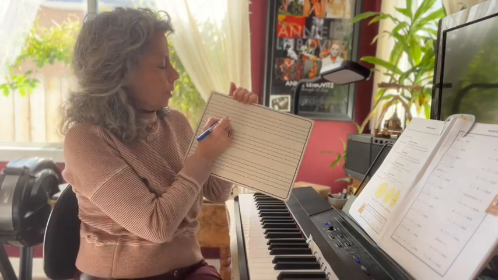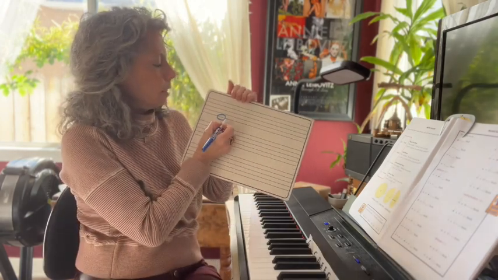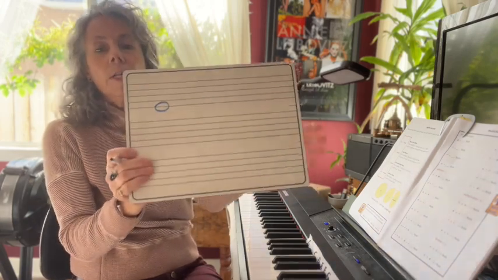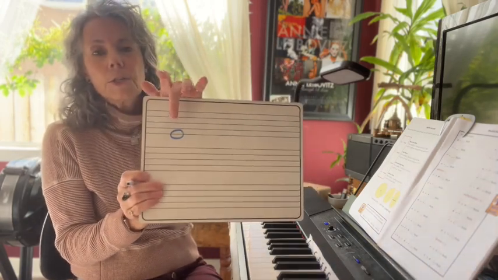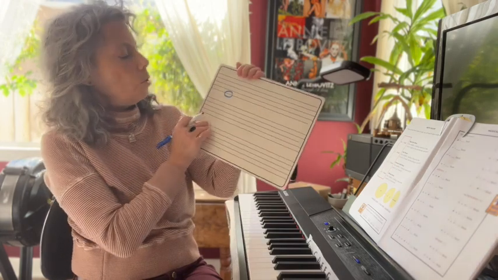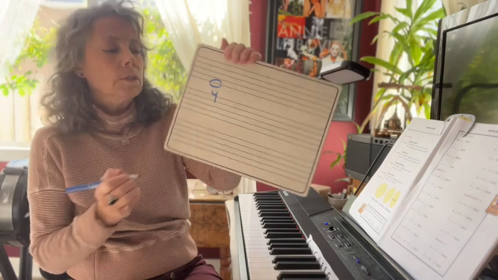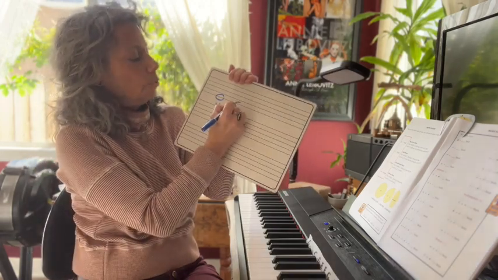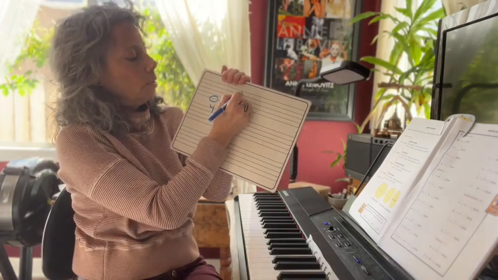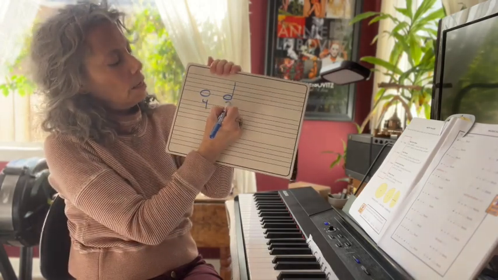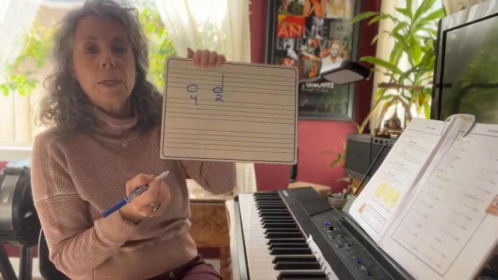So let's talk about the whole note. Whole note looks like that. It's got no stem, no line. It's just a circle note. A whole note is the largest note, and we hold a whole note for 4 beats. Half of a whole is 2. So we call it a half note. So a whole note gets 4 beats, a half note gets 2 beats.